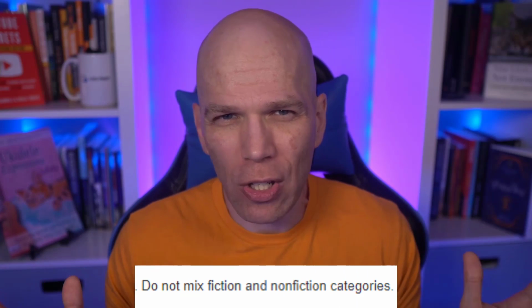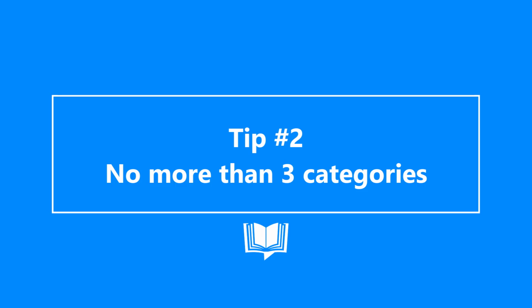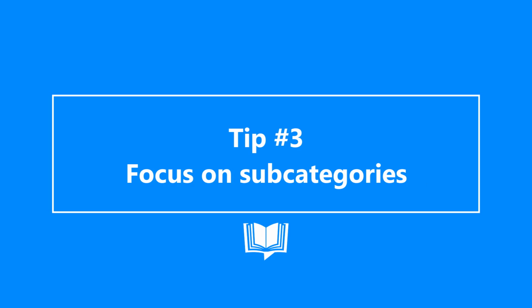Also, don't mix fiction and nonfiction categories. Number 2, we already covered. Less is more for categories. Number 3, focus on subcategories. You've got to get granular with your best chances of success on the Amazon platform. Don't simply stop at the category level.